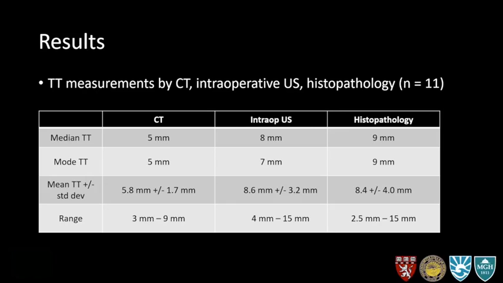When we compared the tumor thickness measurements by CT from both readers against intraoperative ultrasound and histopathology, we also noticed some discrepancies. For instance, on CT, the median tumor thickness was 5 millimeters. In comparison, we had 8 millimeters of median tumor thickness on intraoperative ultrasound and 9 millimeters on histopathology. A similar trend was observed when we looked into mode tumor thickness as well as the mean tumor thickness, as well as the range.